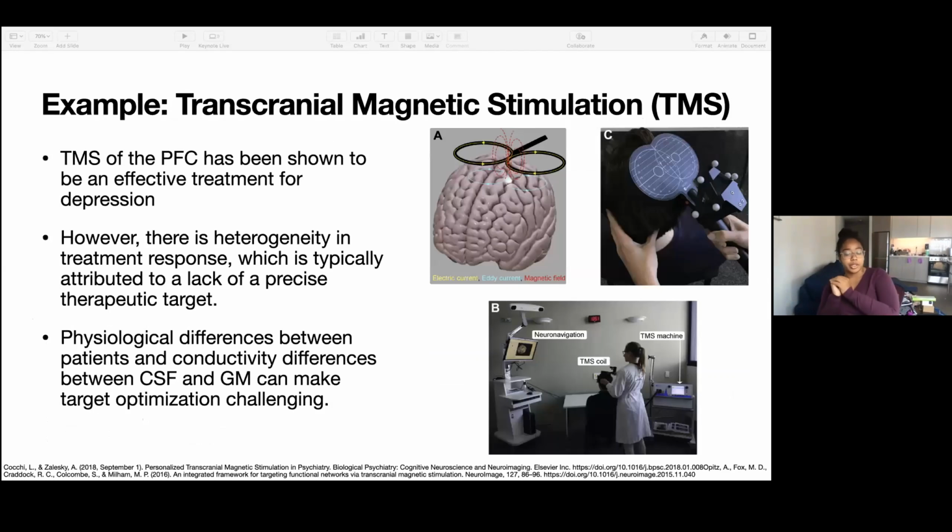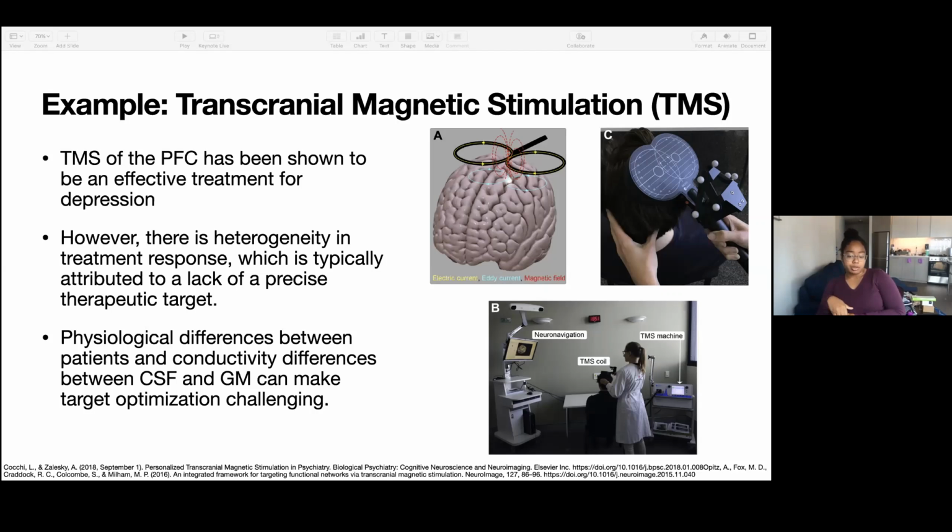So as an example for TMS, TMS of the prefrontal cortex has been shown in several studies to be an effective treatment for depression. In case anyone isn't aware, TMS generates a changing magnetic field that induces electric current in specific areas of the brain, depending on where you position the coils, which you can see in figure A. For patients who are undergoing TMS treatment for depression, neuronavigation based on MRI is commonly used to find the optimal positioning for these coils. And that positioning may be adjusted over the course of the TMS sessions based on symptom progression, as well as the strength of the magnetic field.